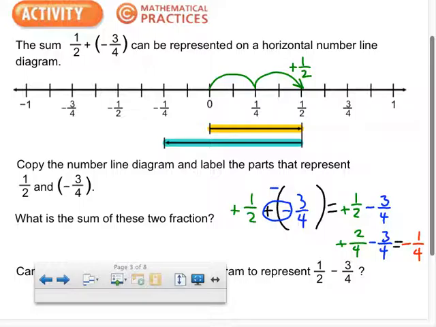Once we had common denominators, then we could take the difference because they both had a 4 in the denominator. And the difference of 2 and 3 was 1. And do you understand why the answer is negative? Because negative 3/4 is the larger magnitude. So I've shown positive 1/2 on the number line above. Now I've got to show negative 3/4.